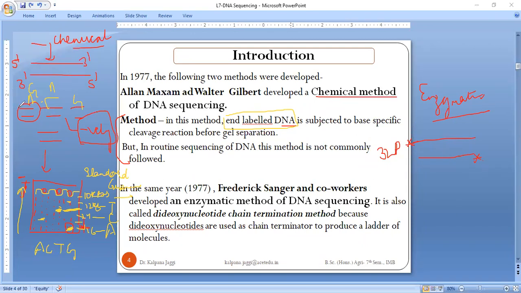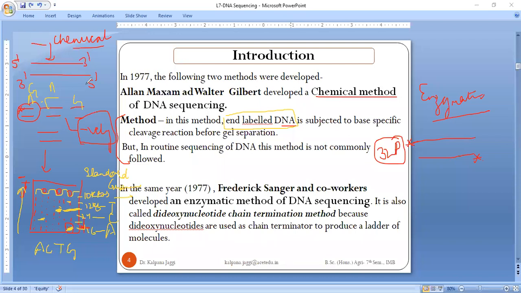Suppose somewhere 32P is there, it is radio labeled, so it will be giving a certain emission, on the basis of which it is very easy to recognize which part is which, and so on, right? So one thing to be remembered here is that in this chemical degradation method developed by Maxam and Gilbert, the double stranded DNA, either end of it is to be labeled, right?